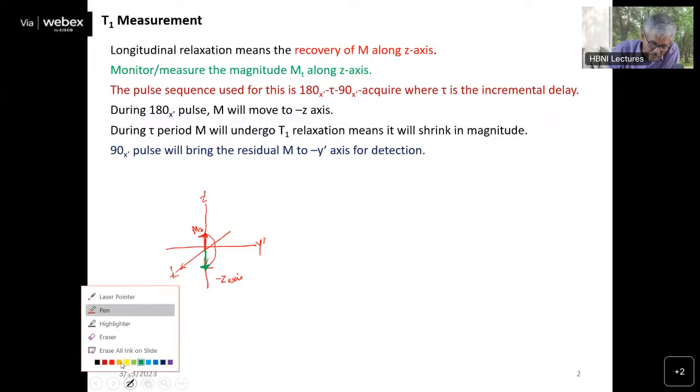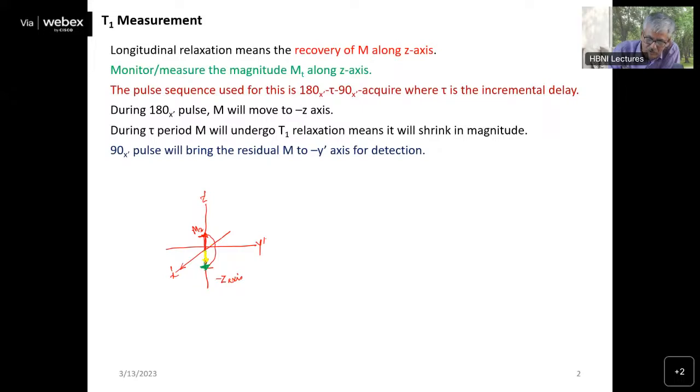During that time, let us say it will shrink. If you give a time, you will see there is a shrinking of this. It can go even to the plus Z axis, depending on how much time you have given, or it can become even zero also. That we will discuss. So let us say its magnitude will decrease.